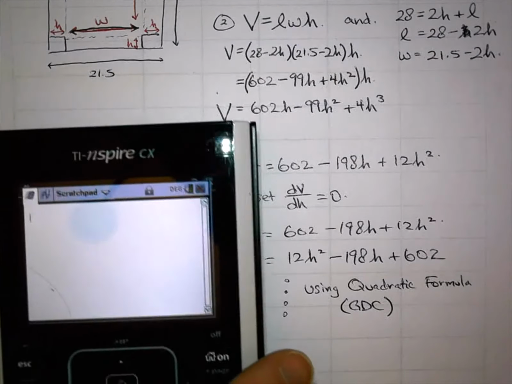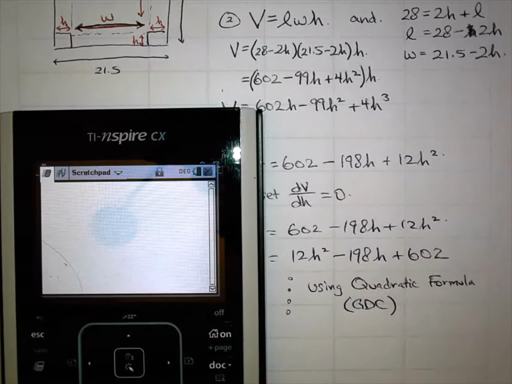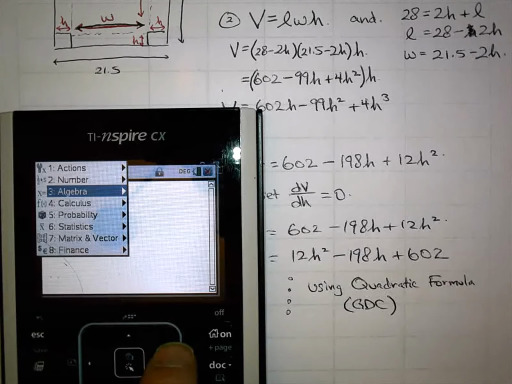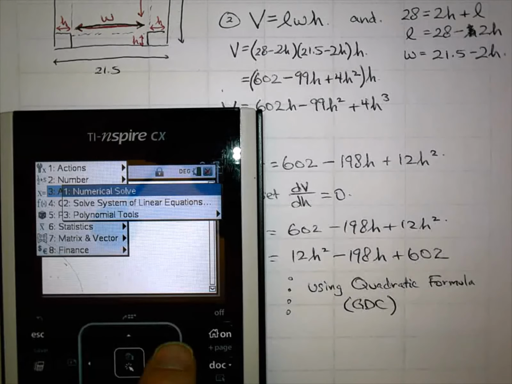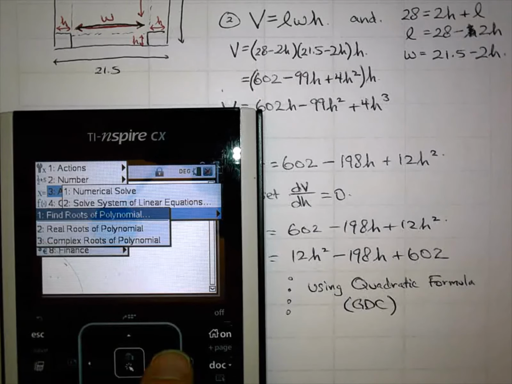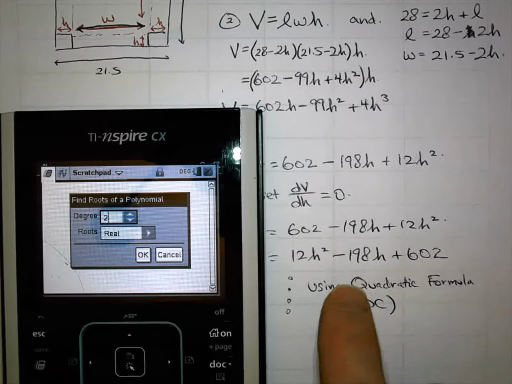Okay, so I'm going to show you how to do this on your GDC. So hopefully you remember how to do this. To solve a quadratic, you're going to go menu. Menu does all the things that are related to math. This is not a calculus thing, right? This is not a probability thing. This is an algebra thing. Yes, it has a polynomial tool. Find the roots of the polynomial. This is the key, right? This is what allows us to solve the quadratic.